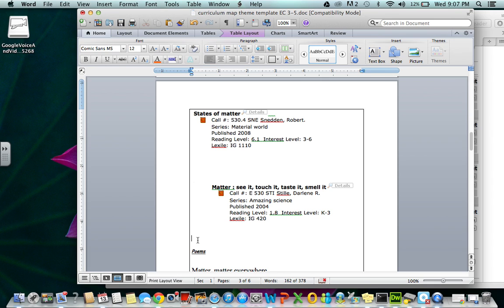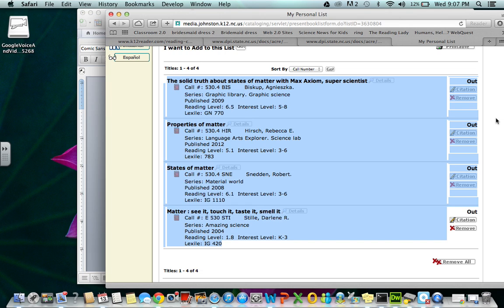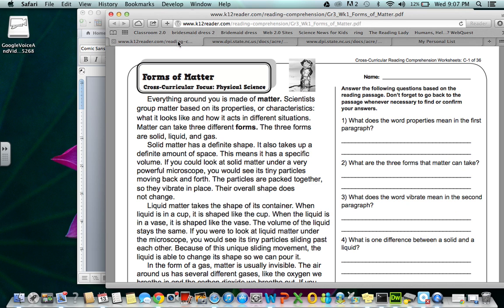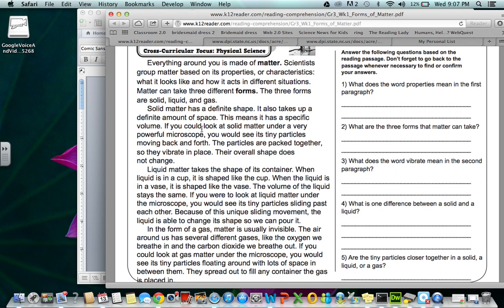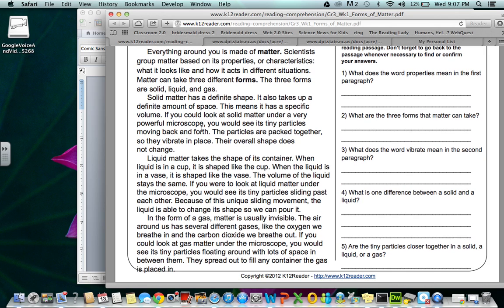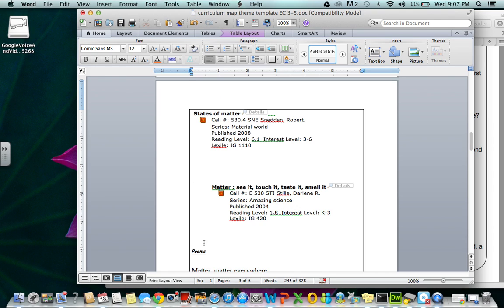I also have found a great website called k12reader.com, and it has a lot of nonfiction texts. But this is the text that I found that I would use to compare and contrast different paragraphs. So if you look here, we've got a paragraph about the solids, then we've got a paragraph about the liquids, and then we've got a paragraph about the gases. And in my essential question, I wanted students to compare solids and liquids. So this would be the text that I would use here. So what I'm going to do is I'm going to copy and paste the link right into my lesson plan.